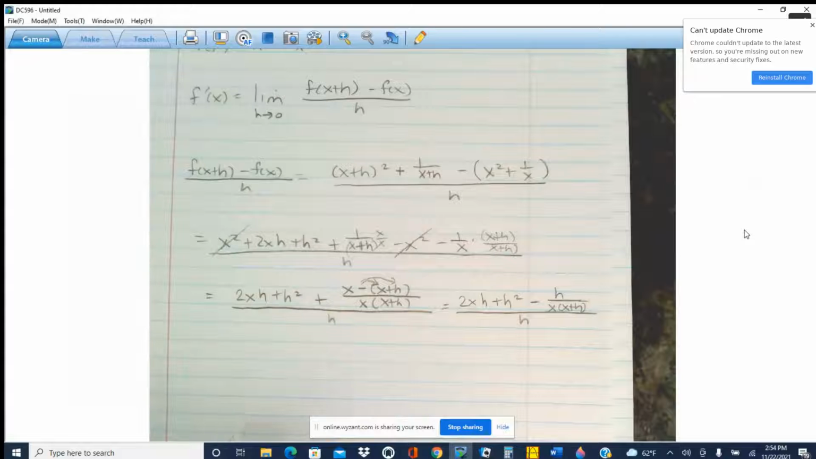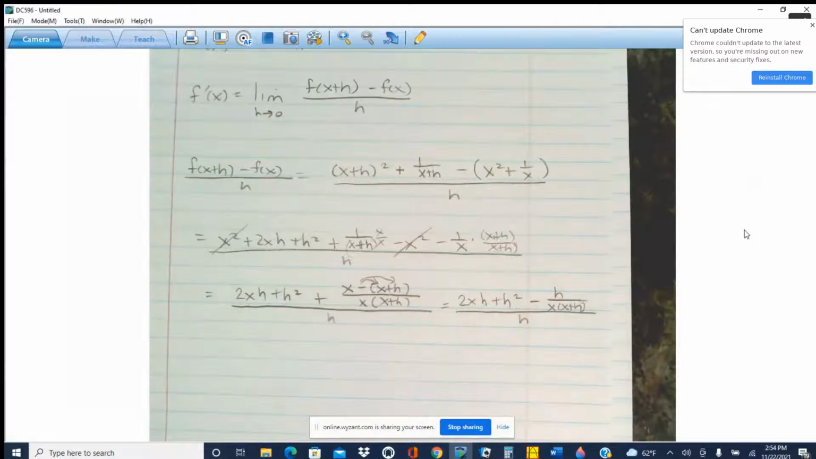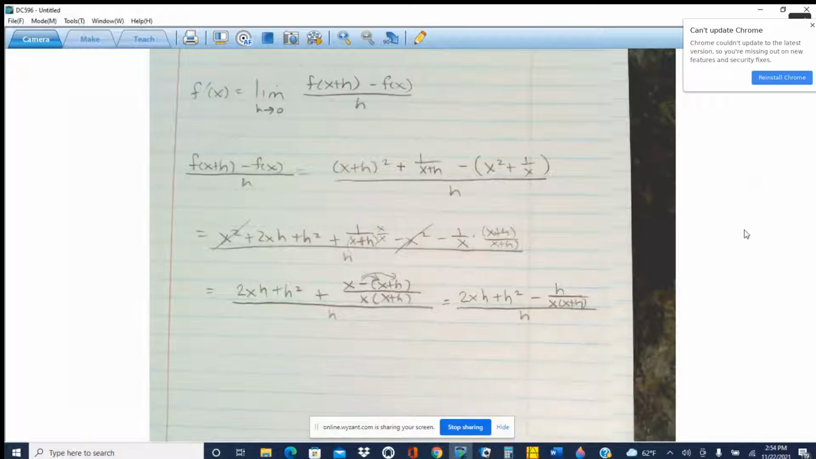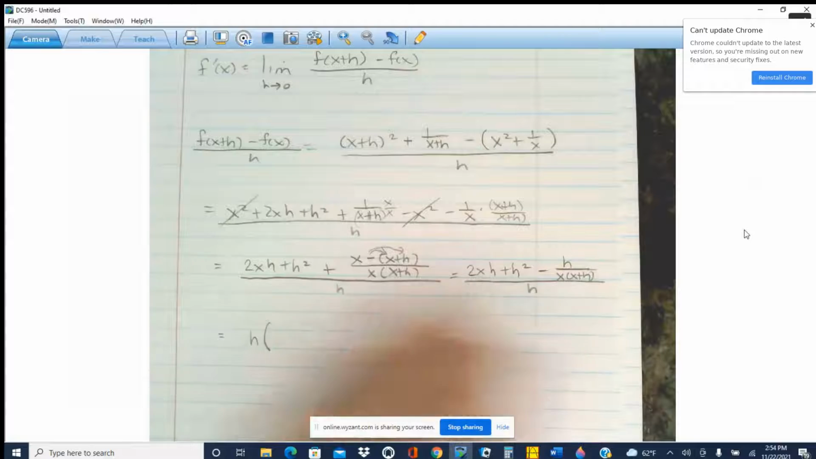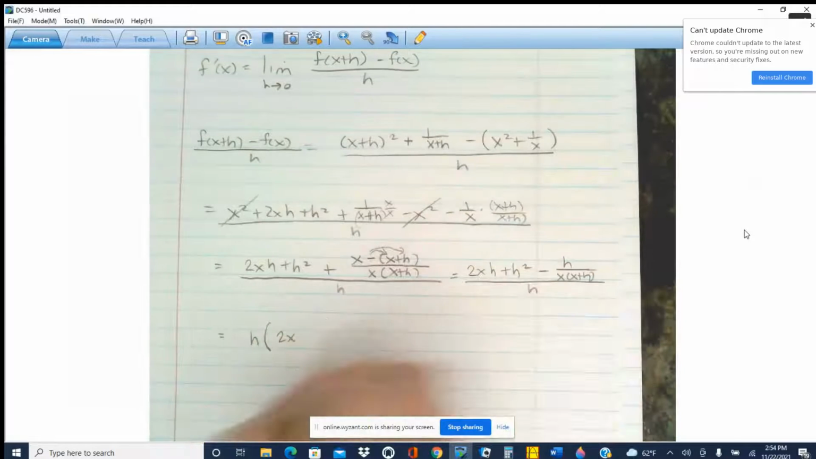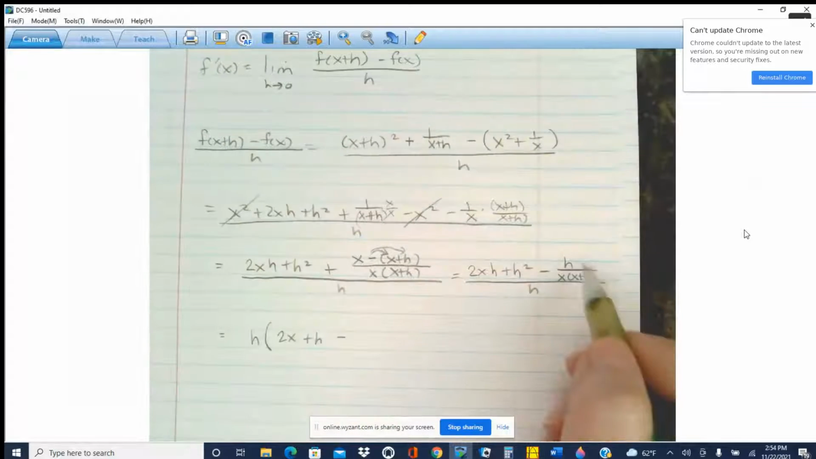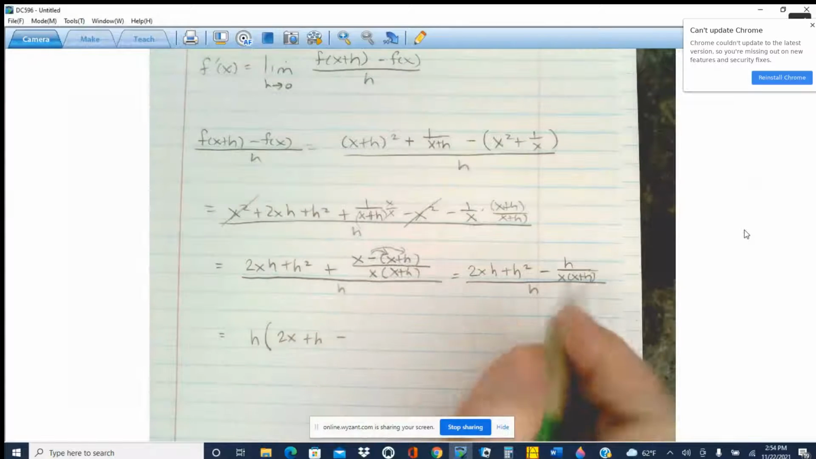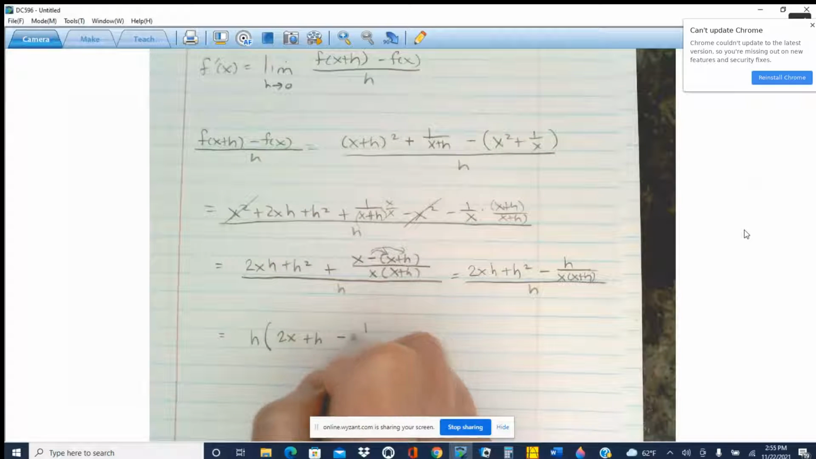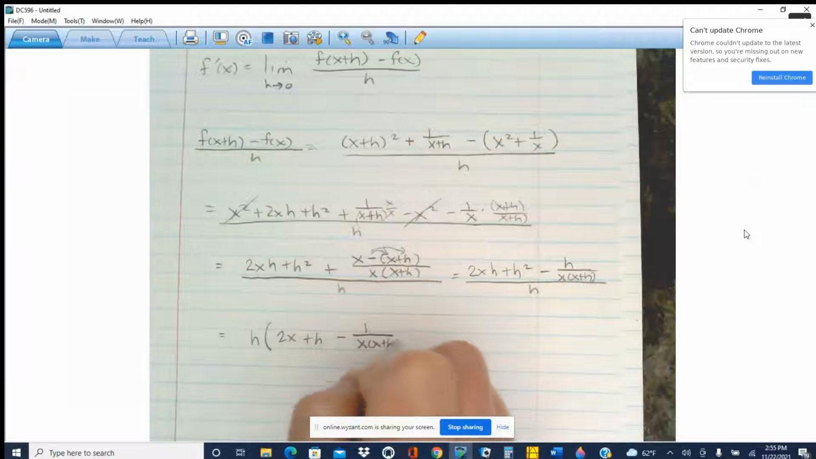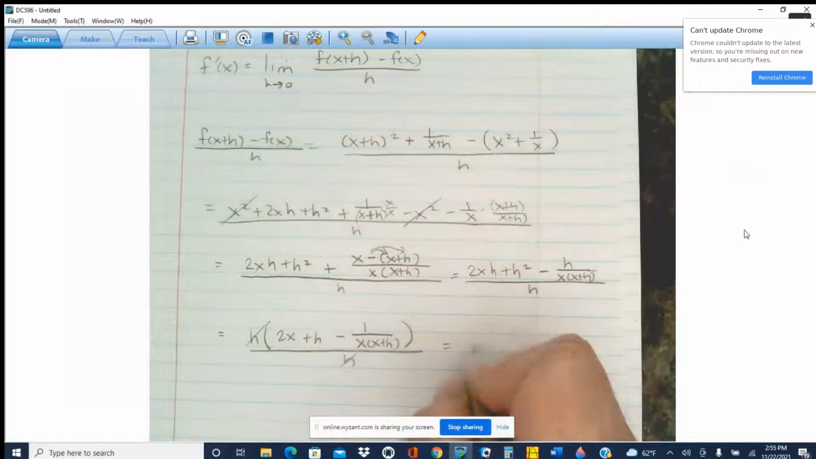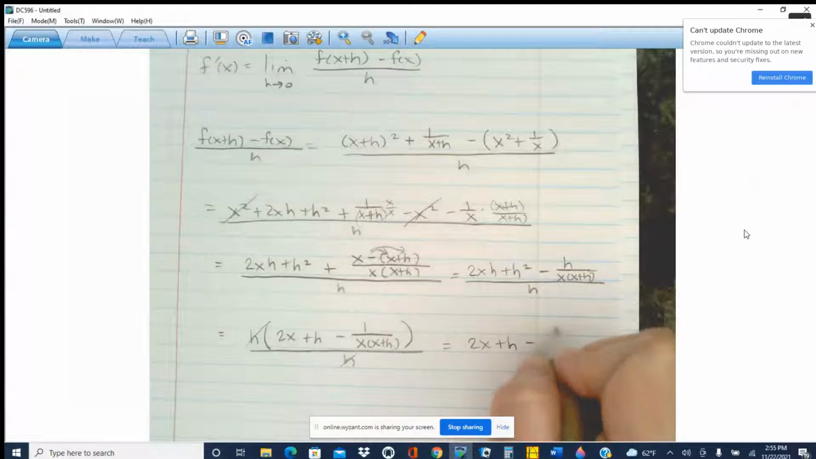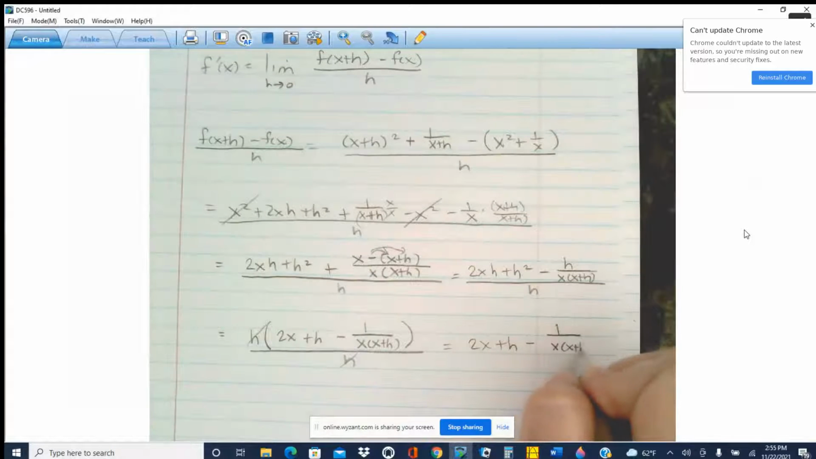Okay, now I want to factor an h out of all three terms on top here so I can cancel it with that. So that would look like this, h times the quantity 2x plus h minus, and I'll get a 1 over x times x plus h because I factored that h out, all over h. These cancel. So I get 2x plus h minus 1 over x times x plus h.